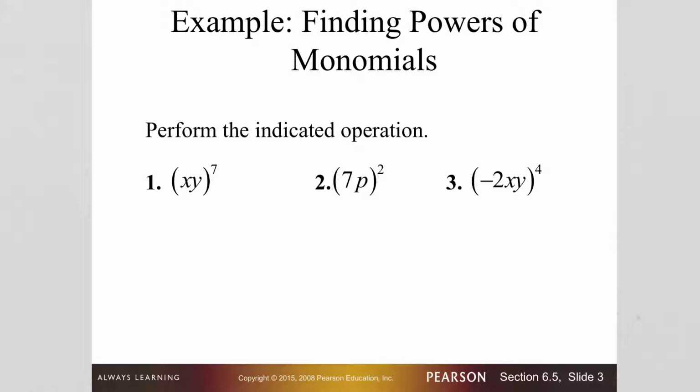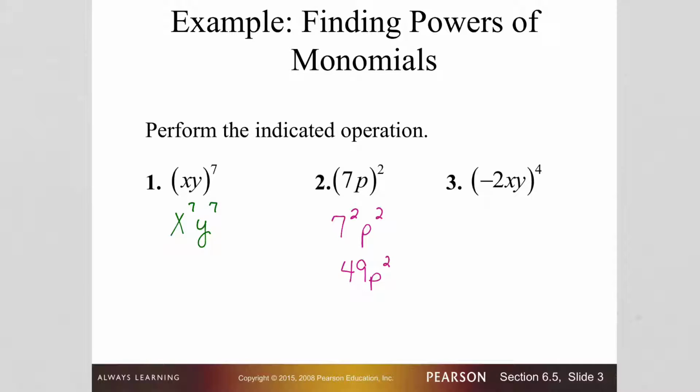Okay, so let's look at example number 1. So I've got x times y, and I've got that whole thing raised to the seventh power. So I've got x to the 7th power, and I've got y to the 7th power. And you can't do anything else to that, so that is your answer. Okay, so let's take a look at number 2. So we've got 7 times p, and that quantity is squared. So that means we're going to have 7 squared, and we're going to have p squared. Now, anywhere where you have a number that could be raised to a power, and you can do that math, go ahead and do that math. So 7 squared is 49. We don't know what p is, so we're just going to leave it p squared.